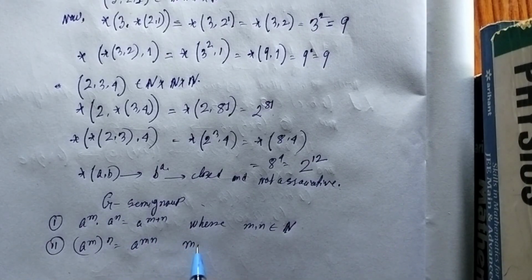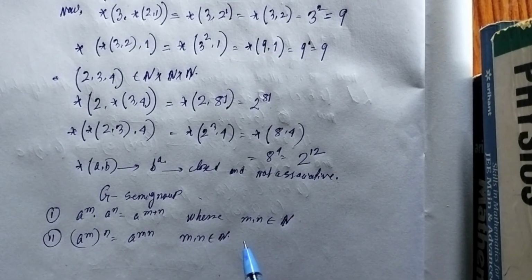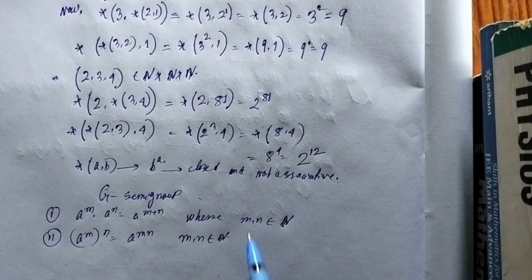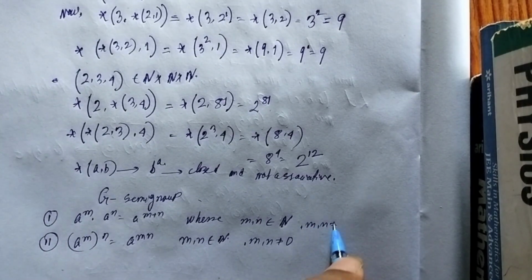Okay, there also m and n belong to the natural numbers. Notice that it is natural numbers, not Z or whole numbers. m and n cannot be equal to 0. Okay, m and n not equal to 0 in this case also.